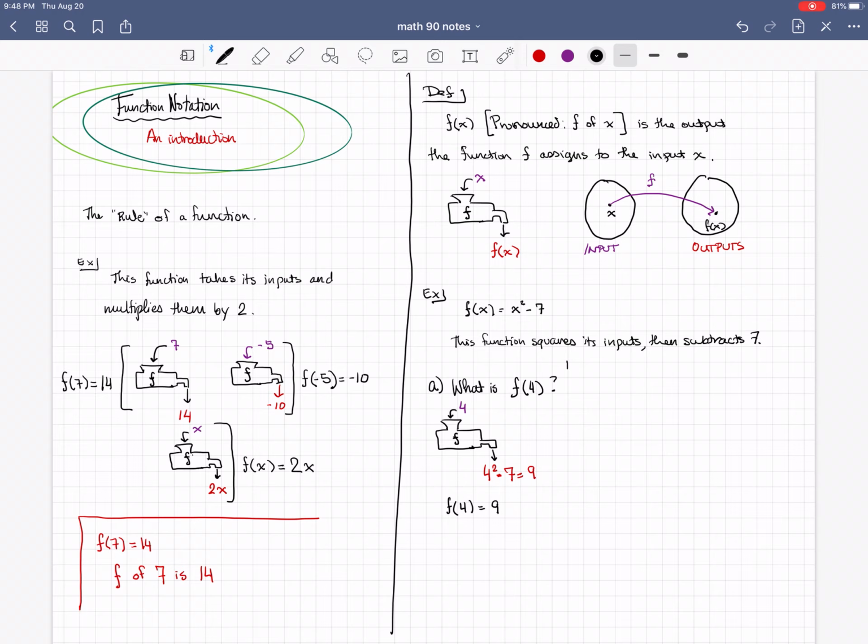Okay, let's do another one. So, what is f of negative 3? Okay, so again, going back to our definition here, f of x is the output the function f assigns to the input x. So here our input is negative 3. So I'm going to draw the picture again. All right, here we are.